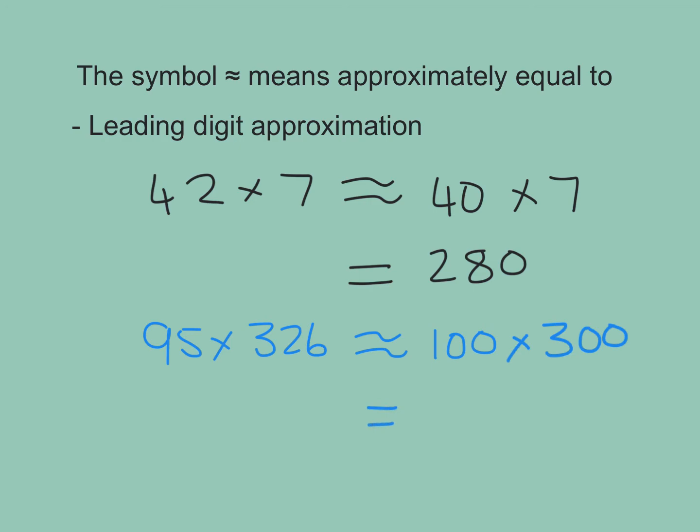Now to my equal sign. I have a look, I've got 1, 2, 3, 4 zeros, so my answer is going to have 4 zeros, and then I'm going to multiply my 3 by my 1 to give me 3. So my answer therefore is 30,000.